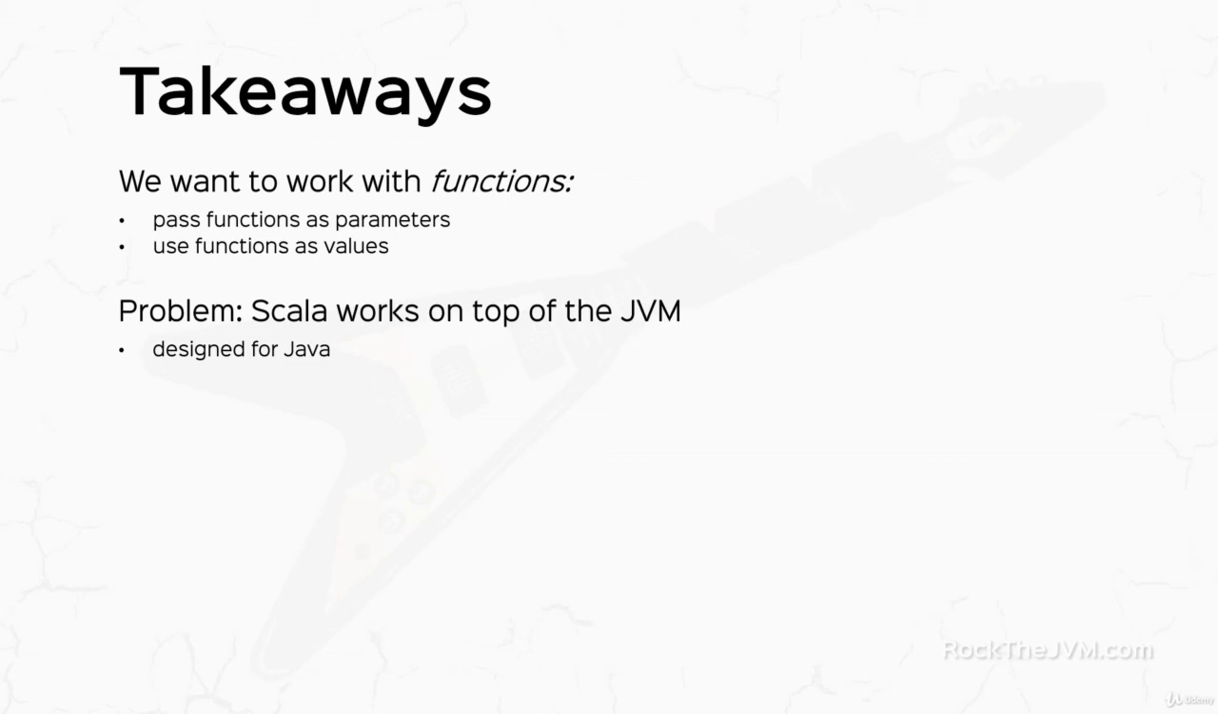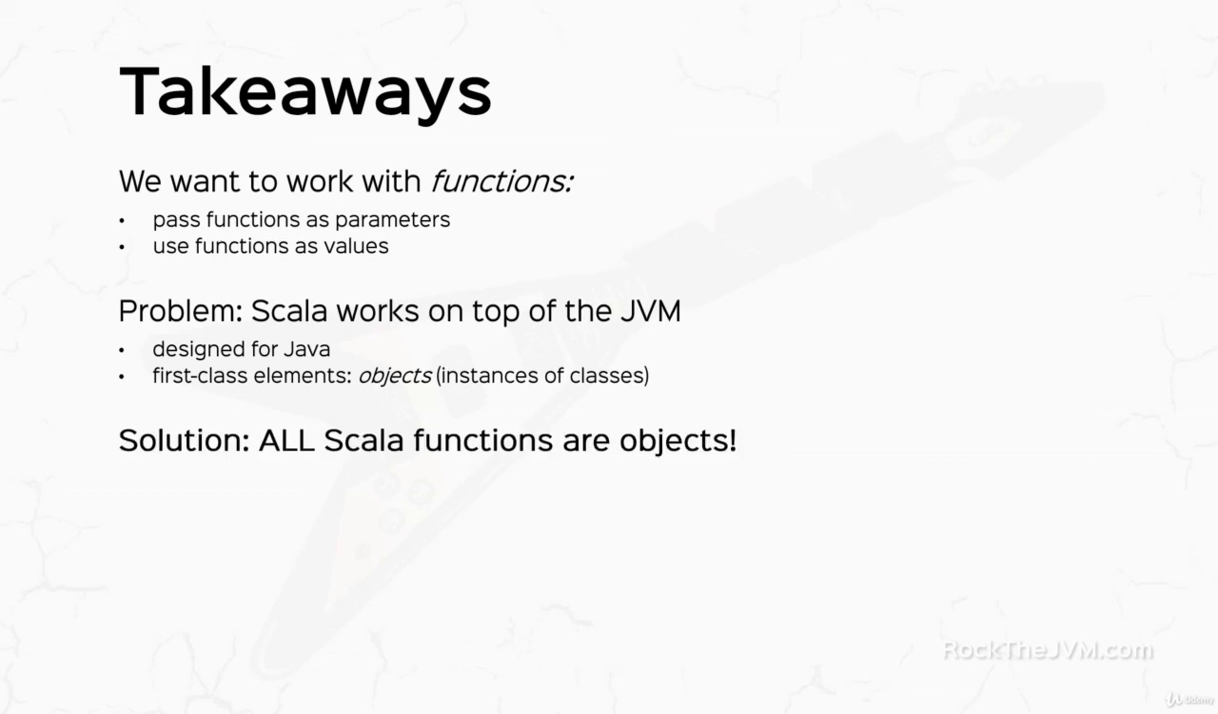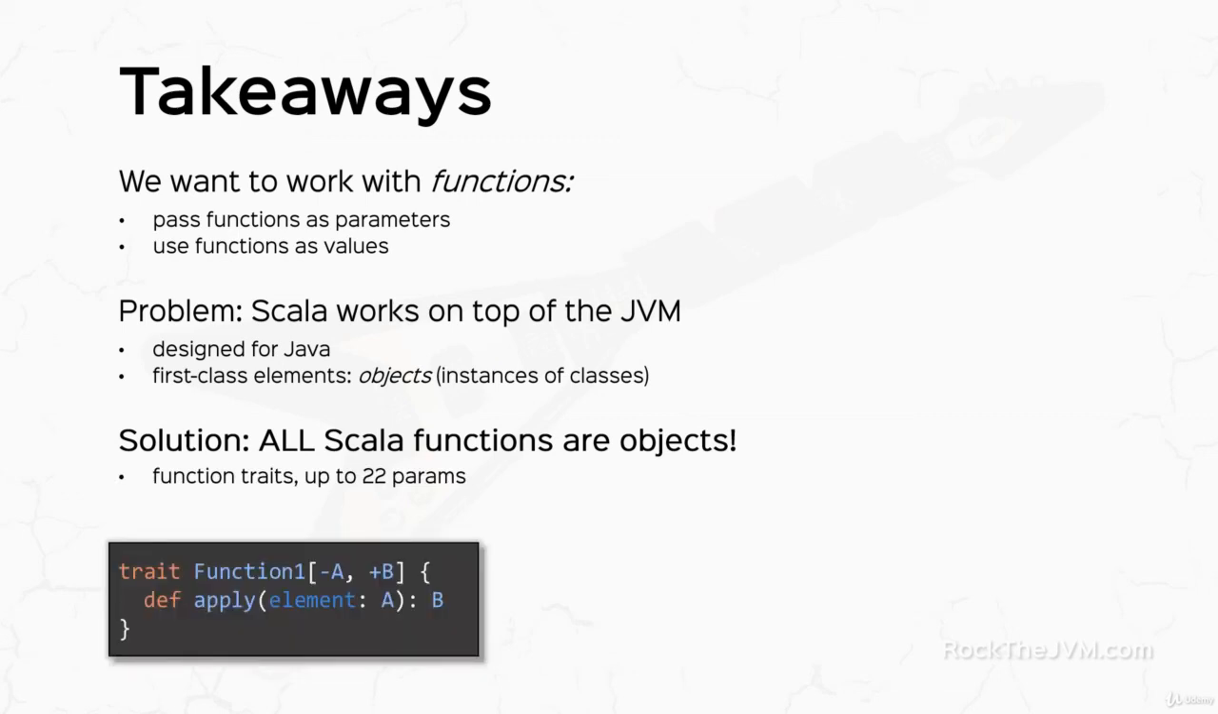It was designed for Java, for which the first-class programming elements are instances of classes. Now, the only solution that would work for a functional programming language is to turn all Scala functions into instances of special kind of function-like types. And in Scala, we have function traits of up to 22 parameters. And a function trait looks like this. Ignore the variance modifiers for now.